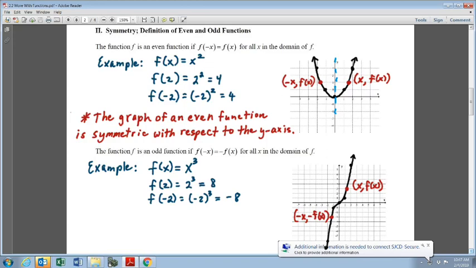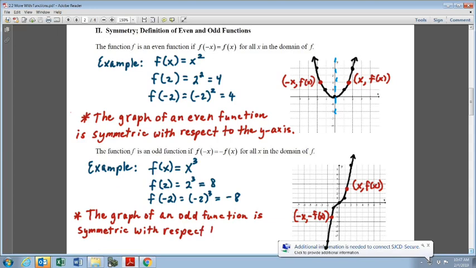So let me go ahead and write this. The graph of an odd function is symmetric with respect to the origin. Let me show you how that works. Of course, the origin is the point 0, 0. Let me write that right here.